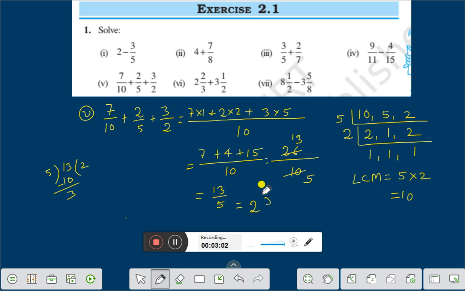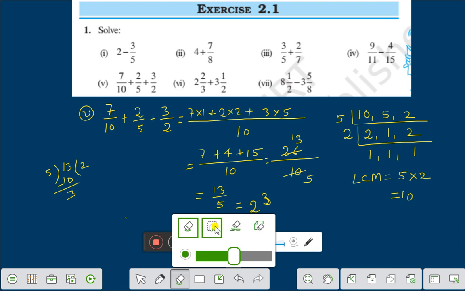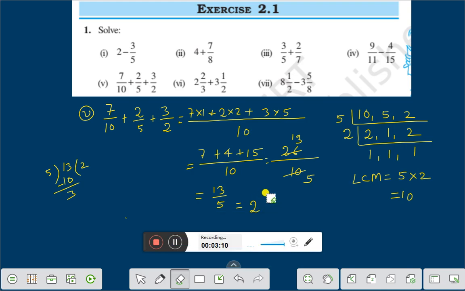2 whole 3 by 5. This is the answer of question number 5.